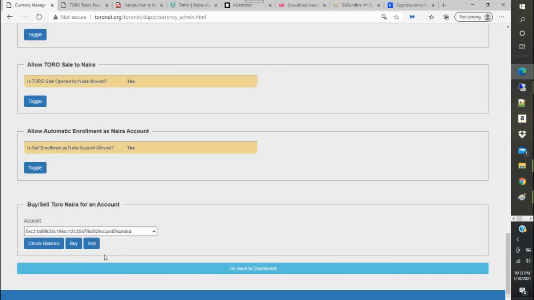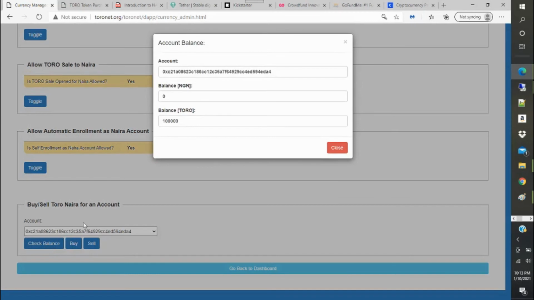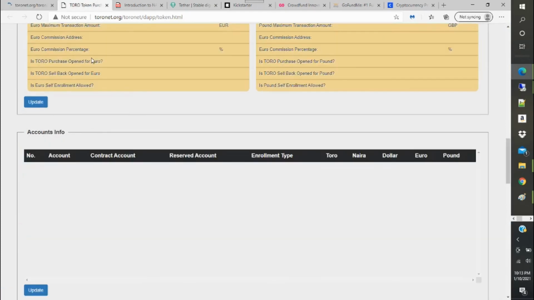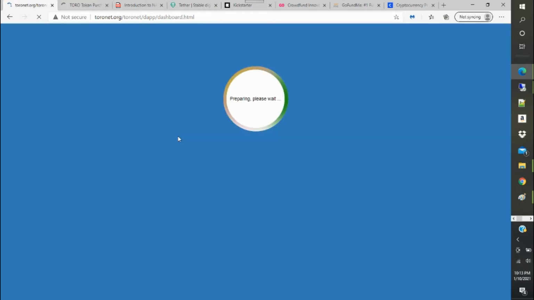Okay, so this is done, and now let's check this customer's balance. The customer no longer has Naira, and now the customer has Toros, but no Toros were created and no Nairas were consumed. They were simply exchanged with the reserve, and we're going to see that when we go back out to the dashboard. I think this is refreshing as well. Actually, I'm going to refresh this entire page too, and we'll come here and see what the dashboard looks like.